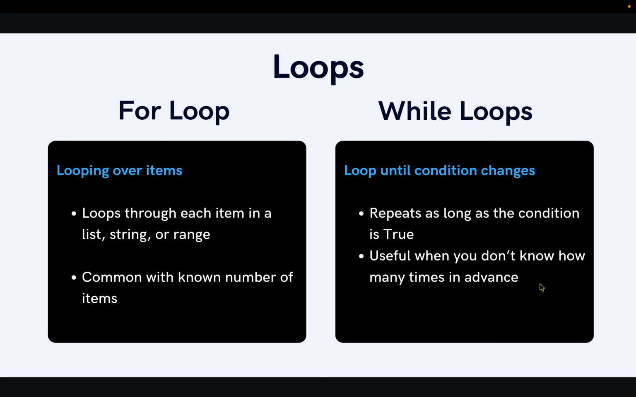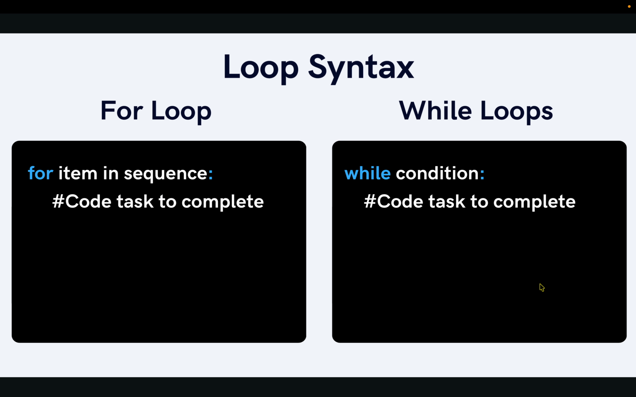Your while loop is more so checking a condition. For example, while number is less than 10, we want to do this. And as soon as that number is greater than 10, it will stop running. So let's look at some examples of that.